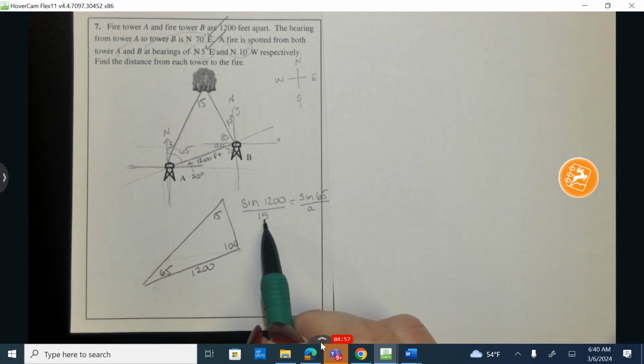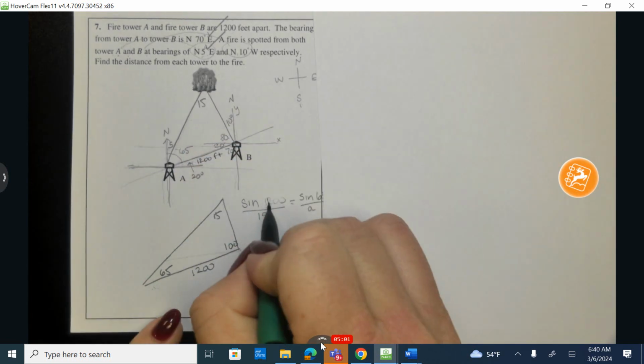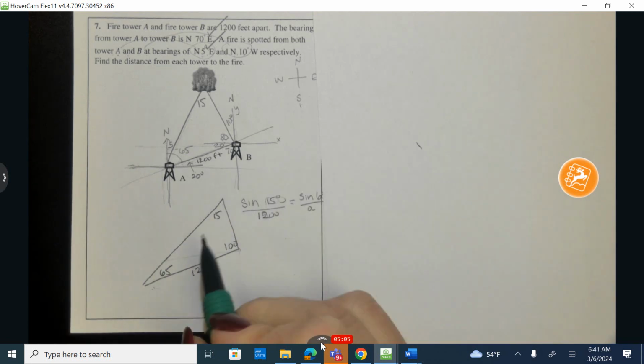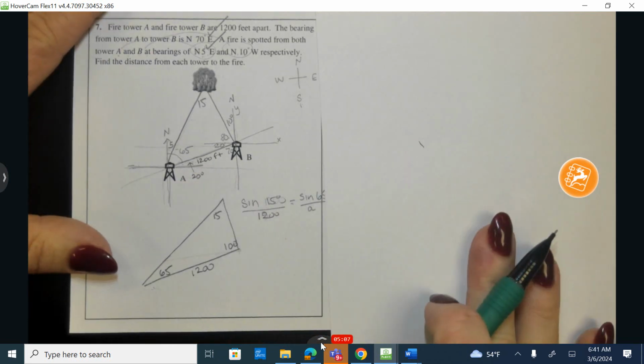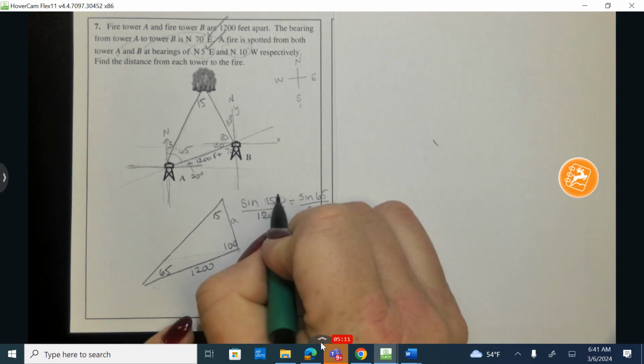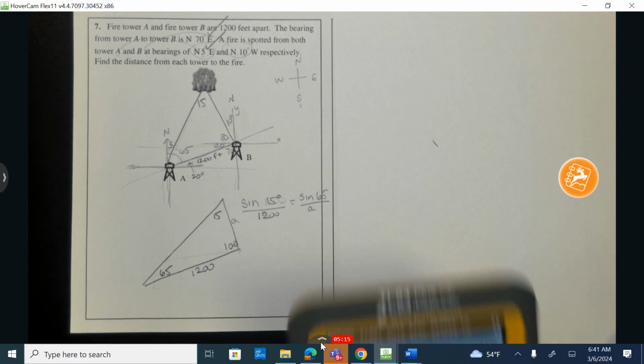So I've set this up with what I know. I know the sine of, oops, oh my goodness, I mixed those up. The sine of angle 15 over 1200, sorry about that, equals the sine of 65 over this length a. Not to be confused there. Okay, so I'm going to cross multiply.